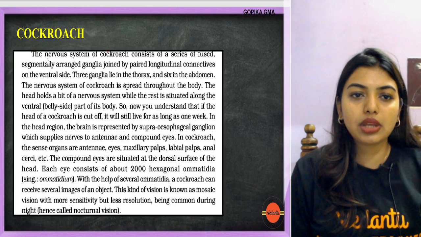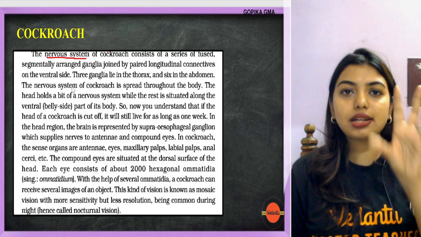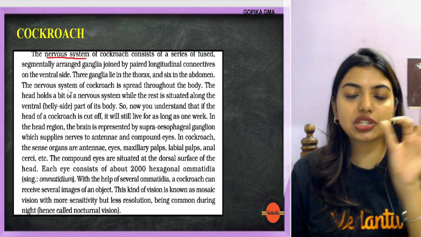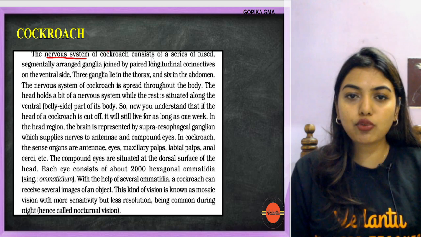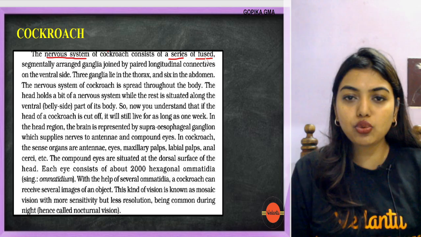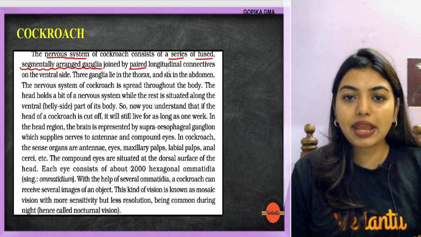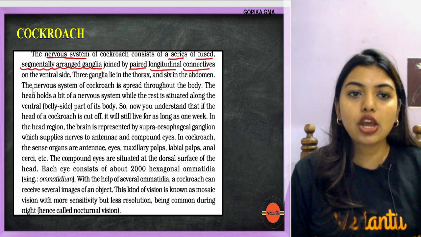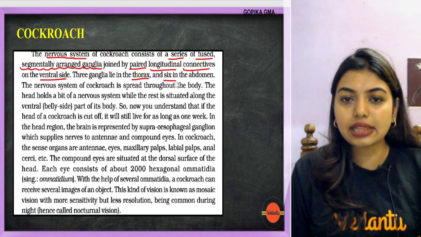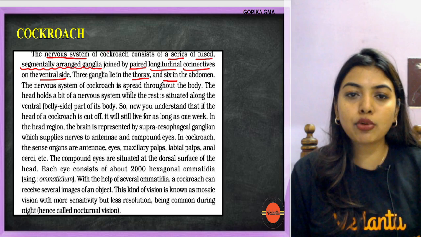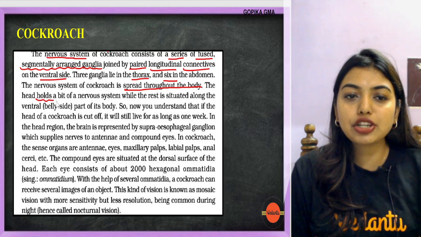Can we go to the nervous system? Okay, this was clear. Now the nervous system of cockroach. How much importance you gave to the brain in understanding brain and alimentary canal, that is digestive system. I want all of you to have 101% attention here. Okay, the nervous system of cockroach consists of a series of fused segmentally arranged ganglia joined by paired longitudinal connectives on the ventral side. Okay, 3 ganglia lie in the thorax and 6 in the abdomen. Now the nervous system of cockroach is spread throughout the body. The head holds very little of the nervous system.